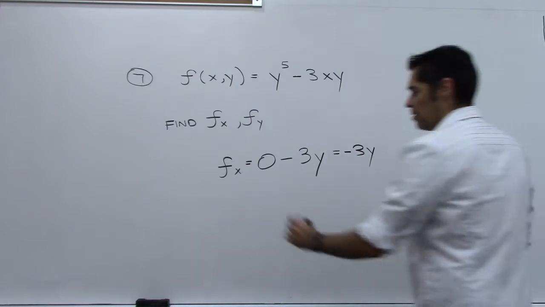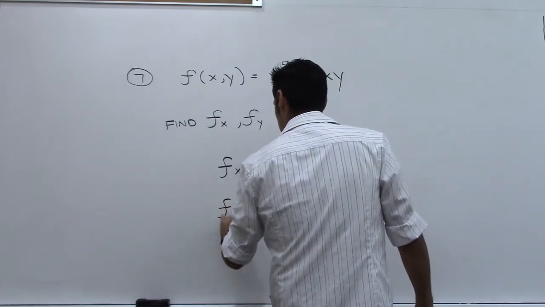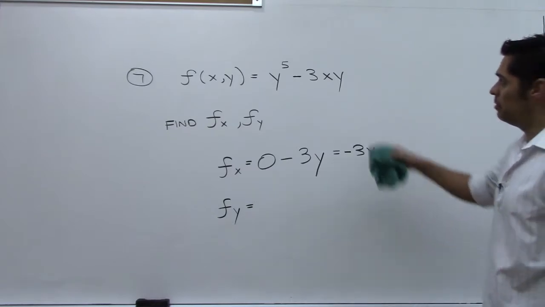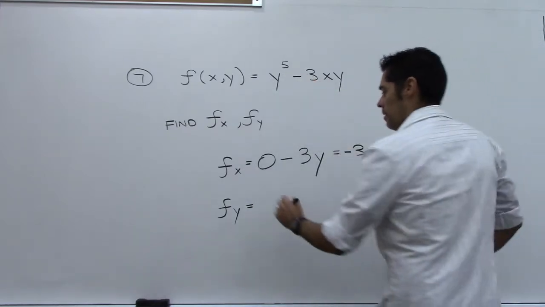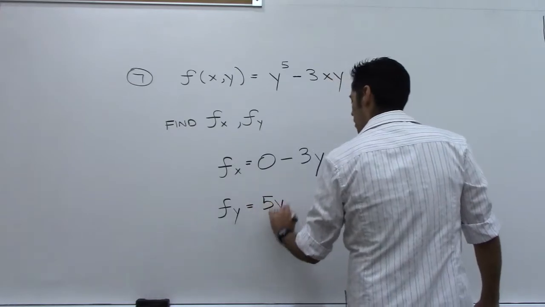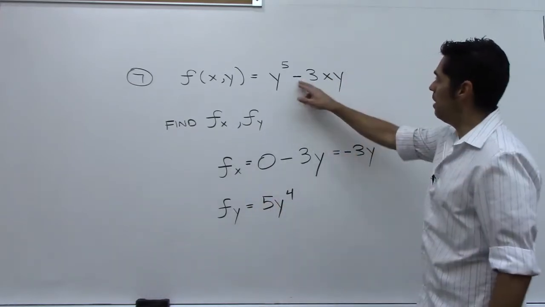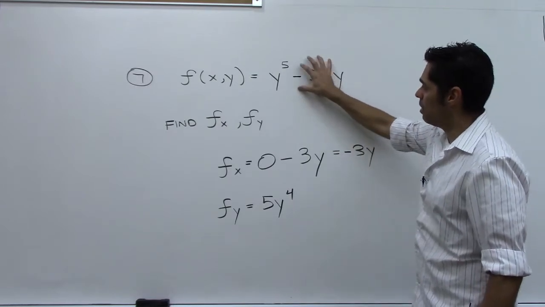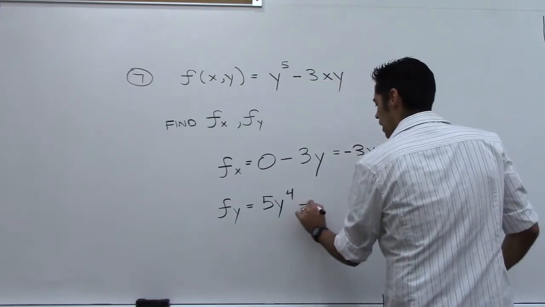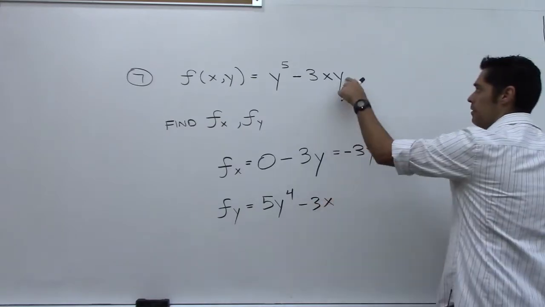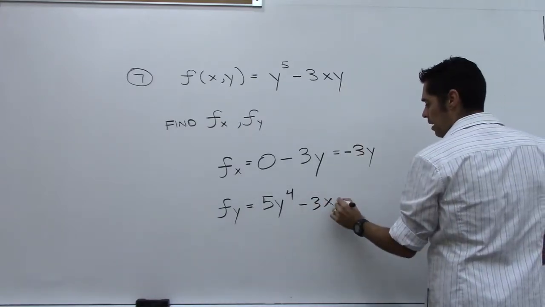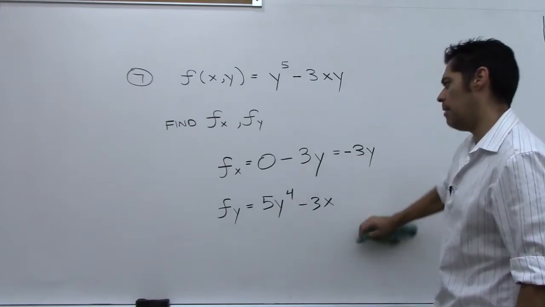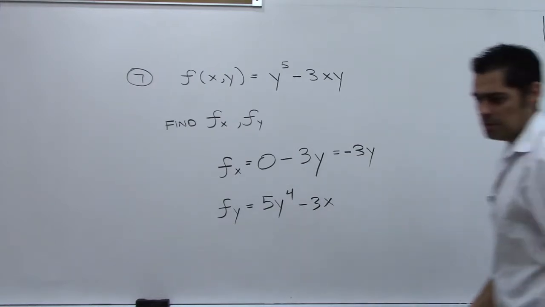Now for the partial with respect to y, we do the opposite. We treat x like it's a constant and y like it's a variable. So the derivative of y to the fifth would be 5y to the fourth. And then minus 3 times a constant. So negative 3 times a constant, that's all a constant. That's going to come with me: negative 3x. And then the derivative of y with respect to y is 1, so we just get a 1 there, so we don't need it. And that will be it. That's our partial with respect to y.